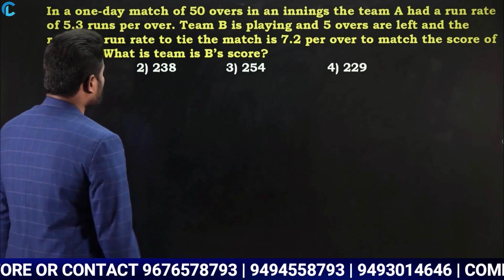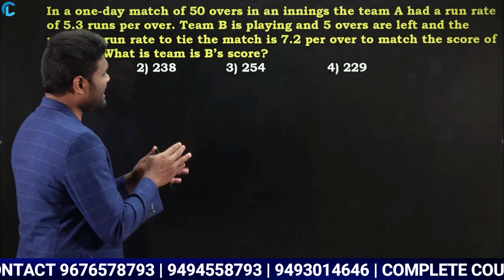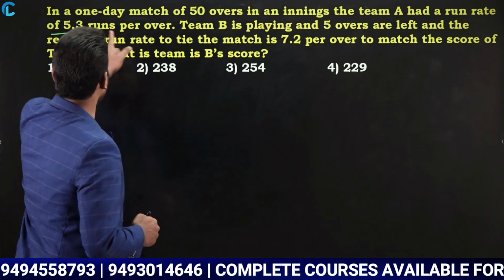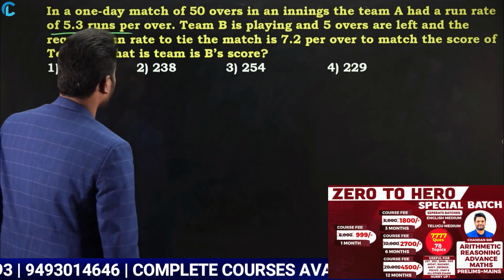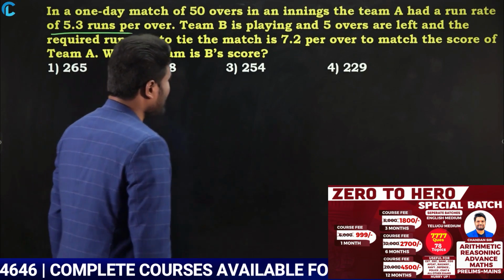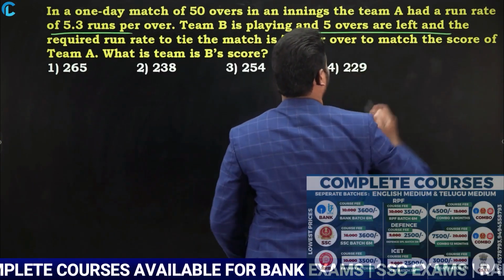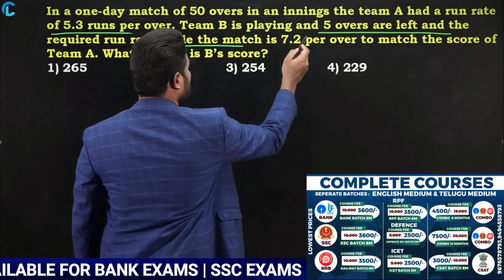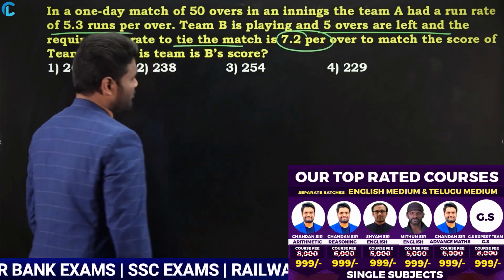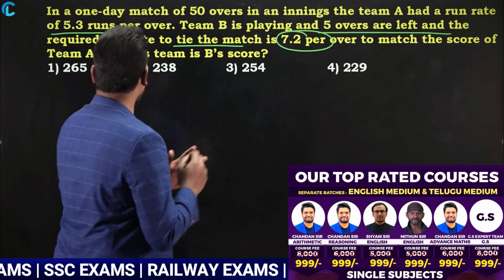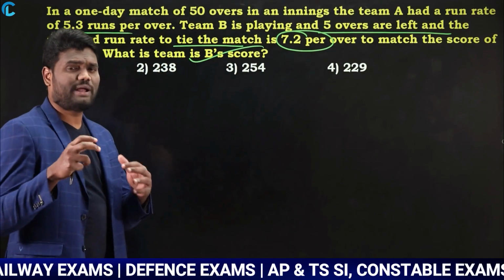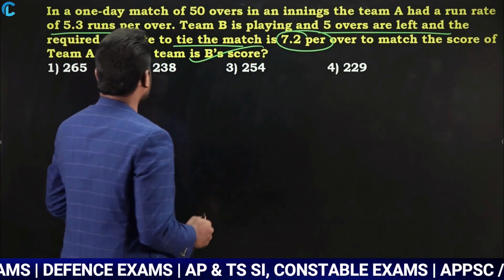In a one-day match of 50 overs in an innings, the team A had a run rate of 5.3 runs per over. Team B is playing and 5 overs are left, and the required run rate to tie the match is 7.2 per over. To match the score of Team A, what is Team B score? So we are supposed to find what is Team B score. Let us look at that.